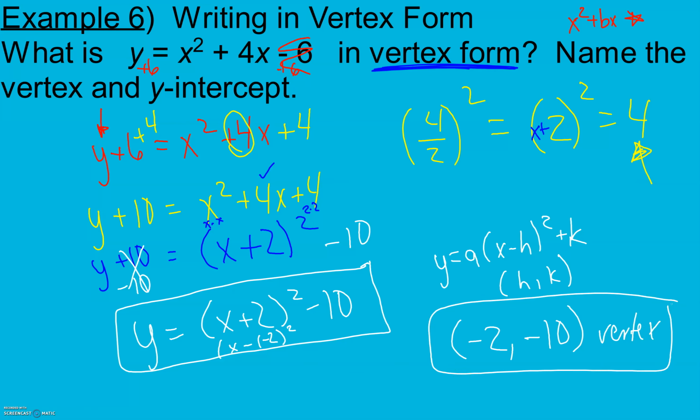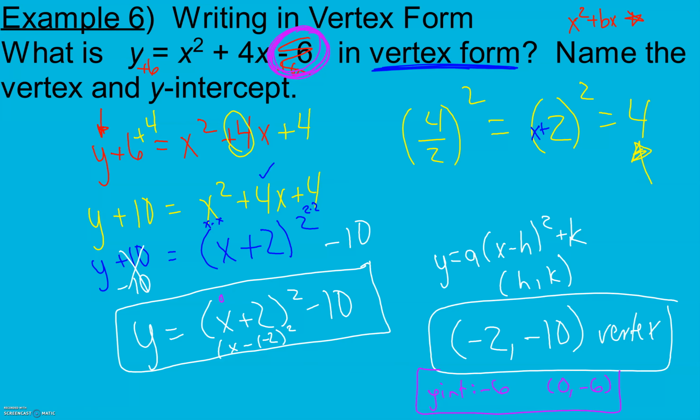And my y-intercept is anytime x is 0. So it's always going to be my c value in standard form, or the point where x is 0, y is negative 6. And we can find that in vertex form or standard form. If I plug a 0 in for x here, I get 4 minus 10, which is negative 6 as well. But it's always going to be our c value. So just keep in mind what a y-intercept means. Our y-intercept is where it crosses our y-axis, and that always happens when x is 0.